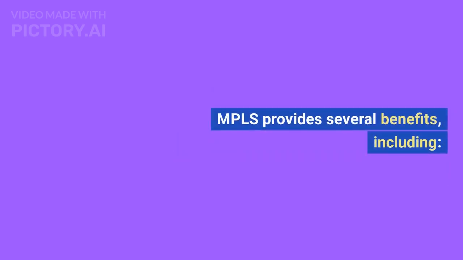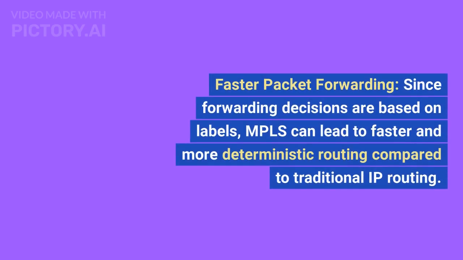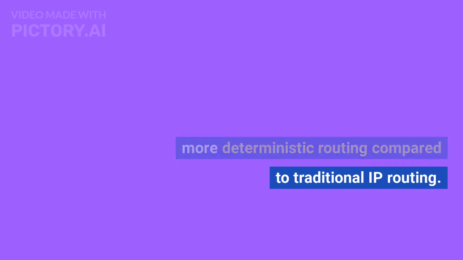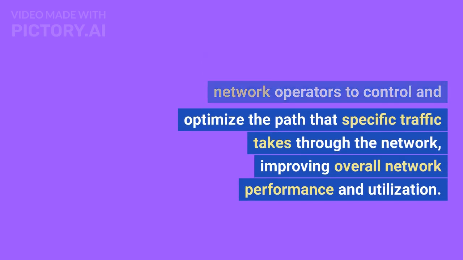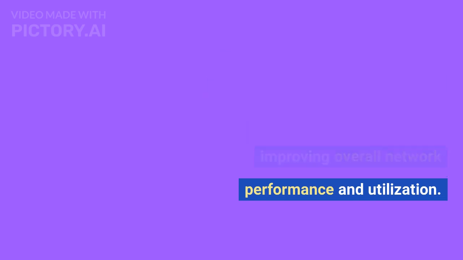MPLS provides several benefits, including faster packet forwarding. Since forwarding decisions are based on labels, MPLS can lead to faster and more deterministic routing compared to traditional IP routing. Traffic engineering. MPLS allows network operators to control and optimize the path that specific traffic takes through the network, improving overall network performance and utilization.